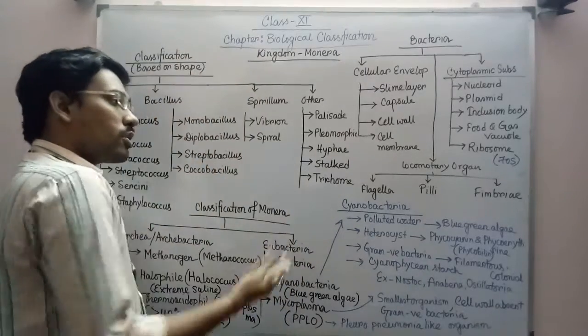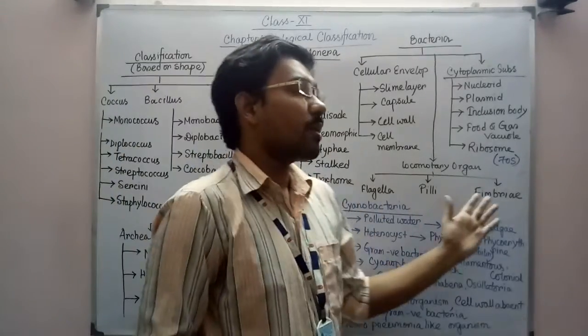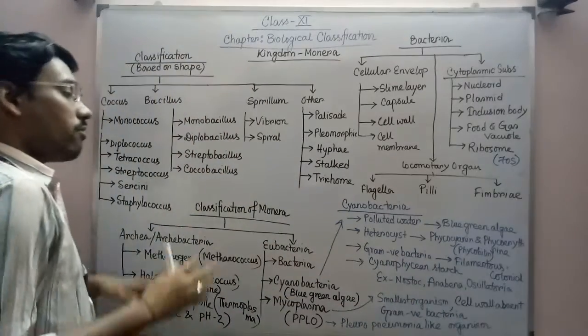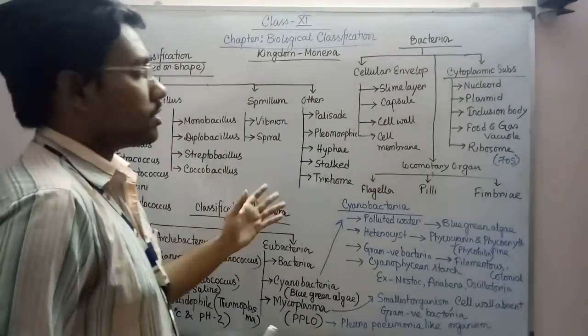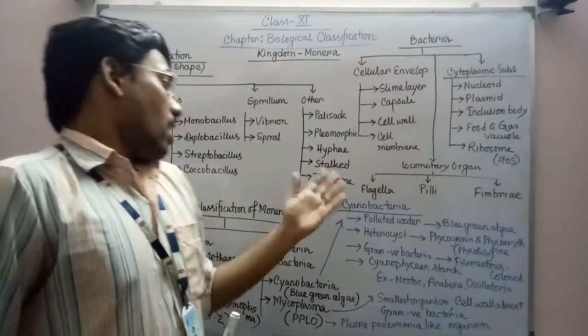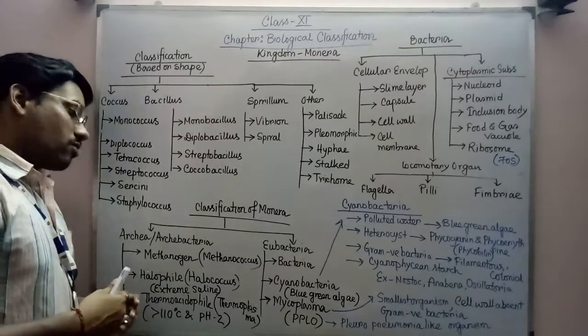At last, we have discussed the locomotory organs. Within that, flagella, pili and fimbriae, these three different types of locomotory organs we have seen. Flagella is the most important locomotory organ. With that, two accessory locomotory organs are also present. Those are pili and fimbriae. Last, we have discussed cyanobacteria and mycoplasma.